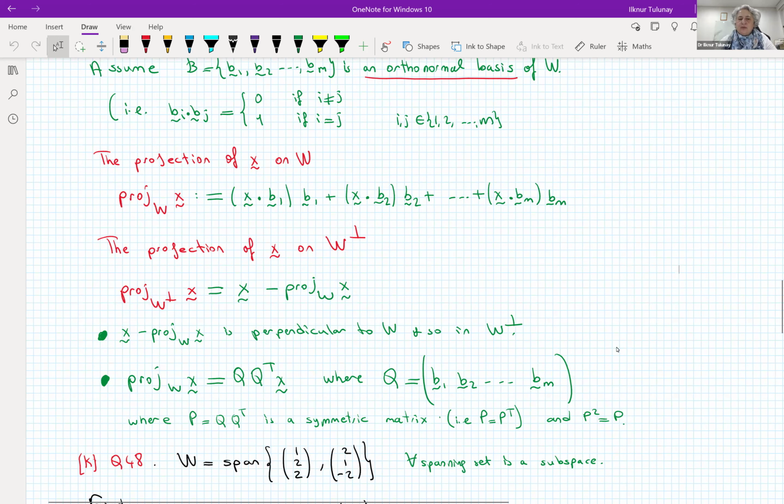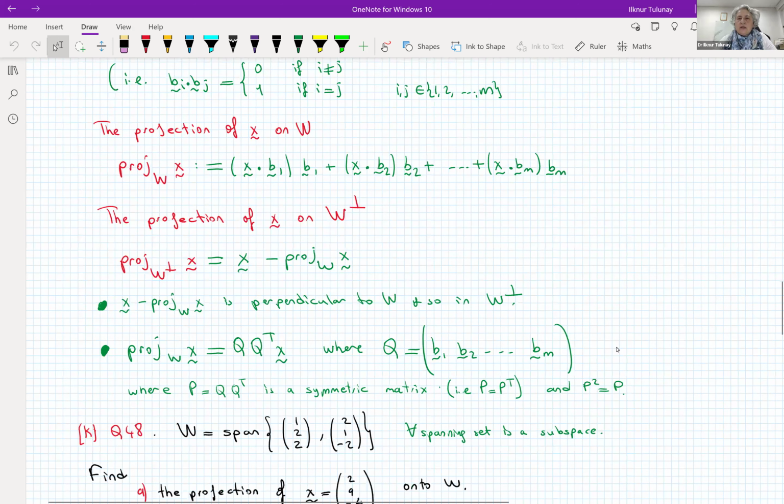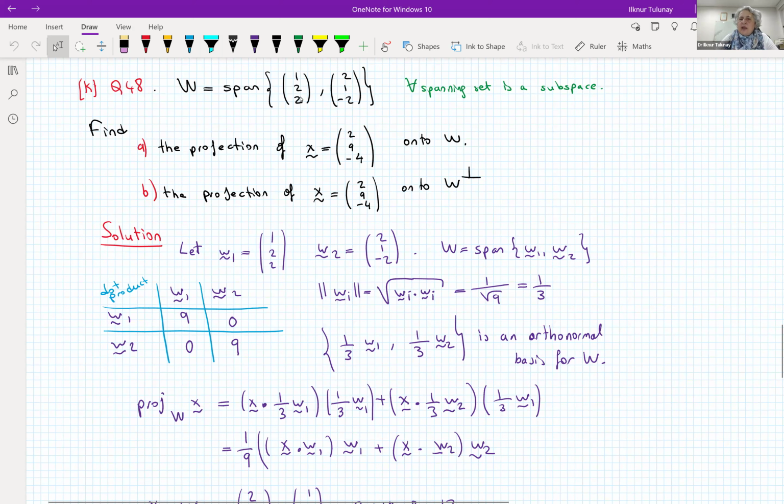Let's do the example. It's question 48. W is given by the spanning set of these two vectors. And we know that every spanning set is a subspace, because by definition the span is the linear combinations of the vectors, which gives you a subspace. The question is to find the projection of X onto W. We would also like the projection of the same vector X onto the orthogonal complement W perp.